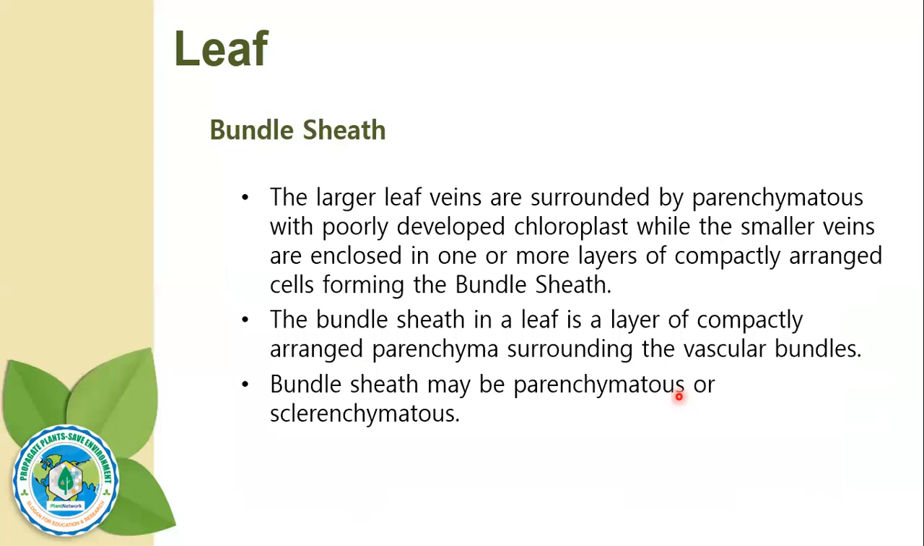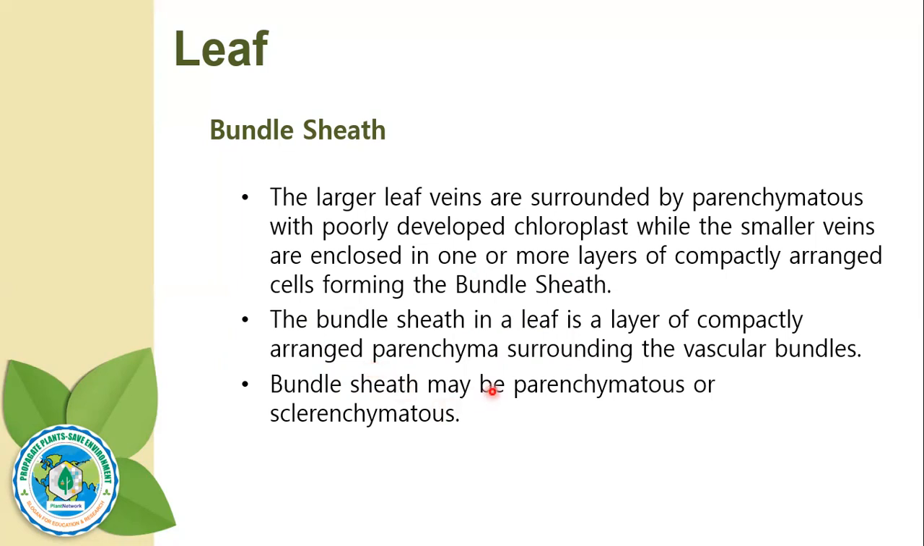Then there is the bundle sheath. There is another type of tissue present in the leaves of C3 as well as C4 plants, which is known as the bundle sheath. Larger leaf veins are surrounded by parenchymatous cells with poorly developed chloroplasts, while the smaller veins are enclosed in one or more layers of compactly arranged cells forming the bundle sheath. The bundle sheath in a leaf is a layer of compactly arranged parenchyma surrounding the vascular bundles. It means that the bundle sheath is present around the vascular bundle of C3 and C4 plants.